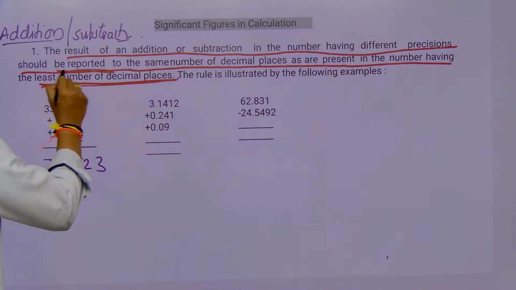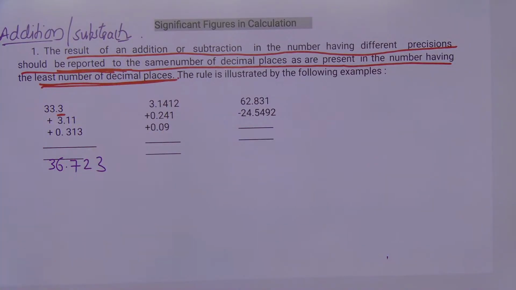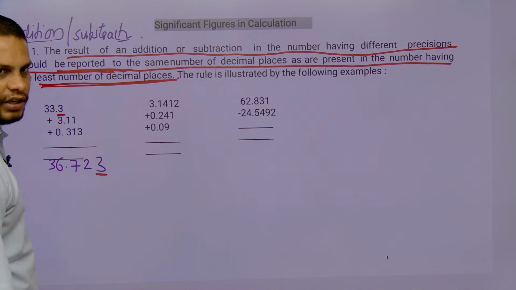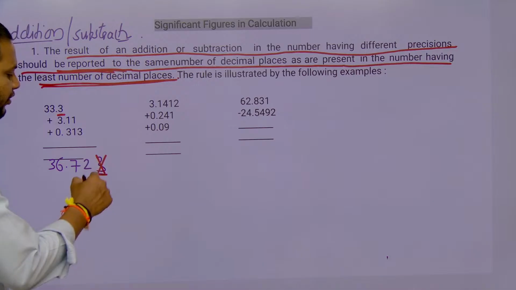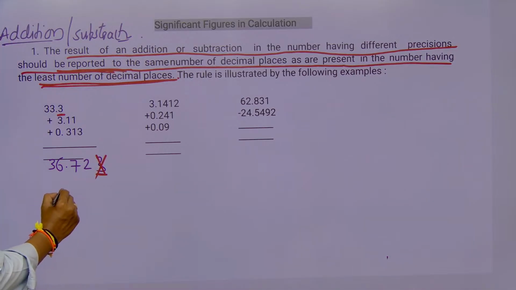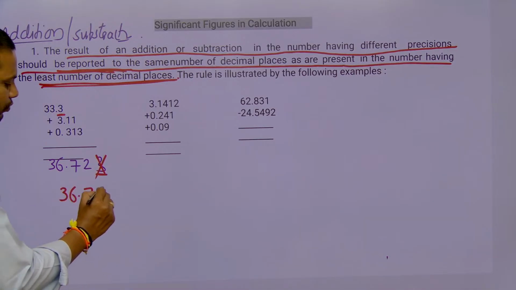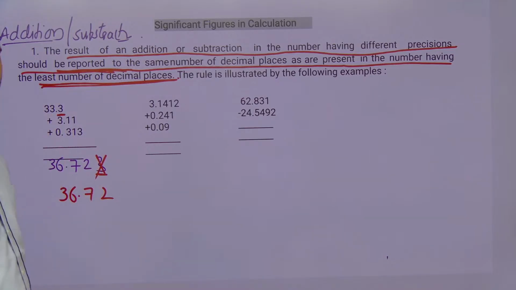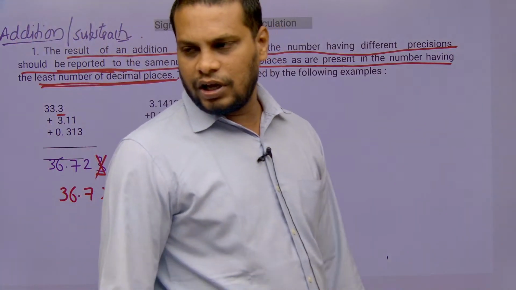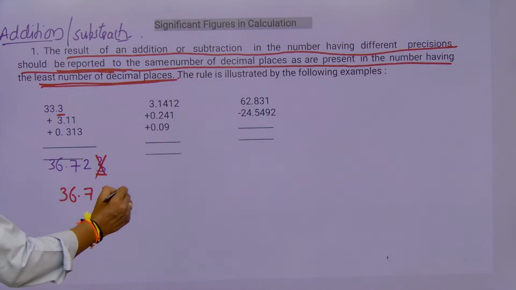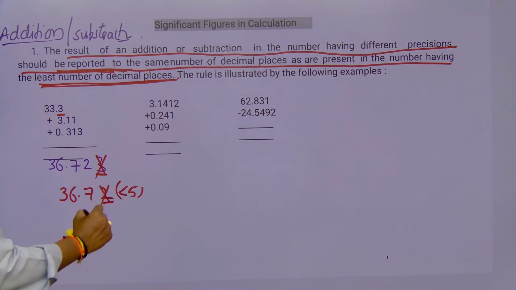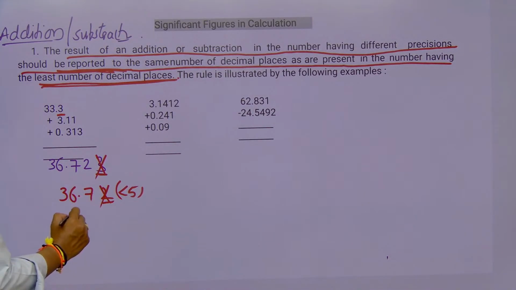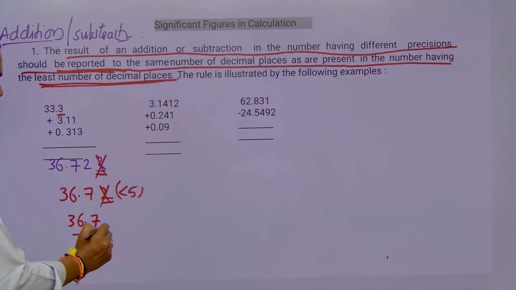Our final answer should be reported with the same least number of decimal digits. So the last digit is 3, which is less than 5. If less than 5, cut down the last digit, previous number no change. So the answer is 36.72. We have to report it up to 1 decimal digit. Again take the last digit. The last digit is less than 5. Less than 5 means cut down the last digit. Are you clear? Previous number no change. 36.7 is the answer.